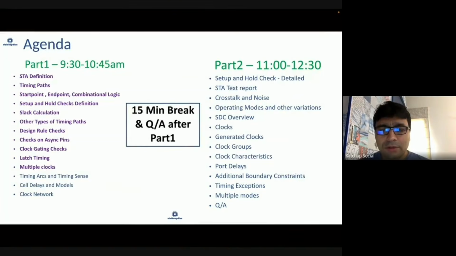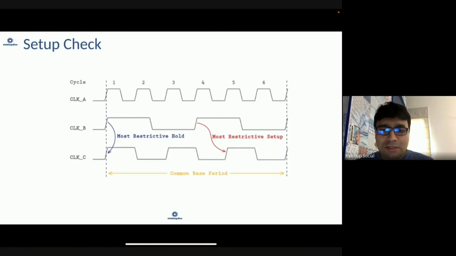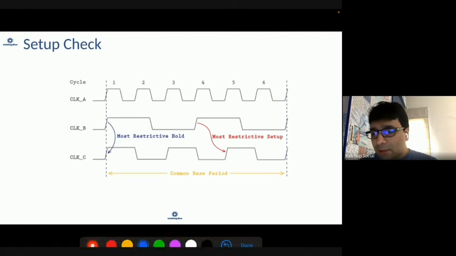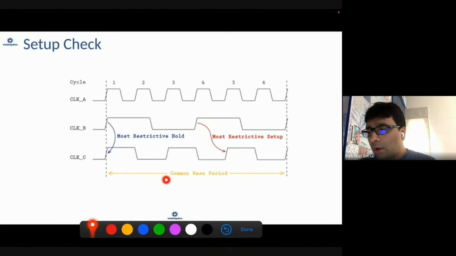So far, we have understood the setup and hold time behavior when a single clock or similar types of clocks are present. What happens when there are multiple clocks in the design with maybe different frequencies? When different frequency clocks are present, the setup check is calculated, or the most restrictive setup is identified, by first expanding the clock to a common base period. So let's say you have two clocks here, clock A and clock B.